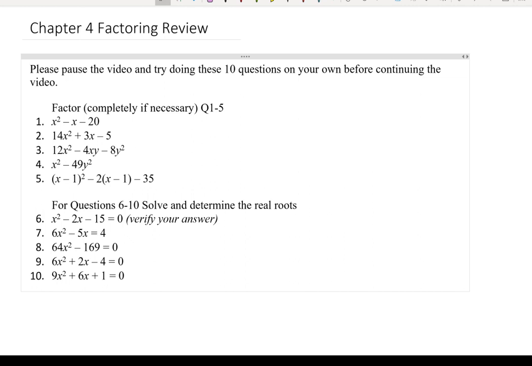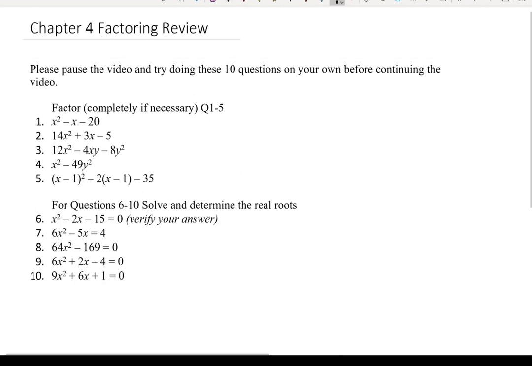So please take out a piece of paper, a notebook, and your pen and try your best to factor all of these 10 questions. Now, questions 1 to 5 are factoring, and questions 6 to 10 are solve. In case you forgot what those are, you might want to refer to your previous notes. Factor is putting it into those brackets, and solve is to find what x equals by factoring first and then setting it equal to 0. Okay, so pause the video now, and I will go through the solutions in a moment.